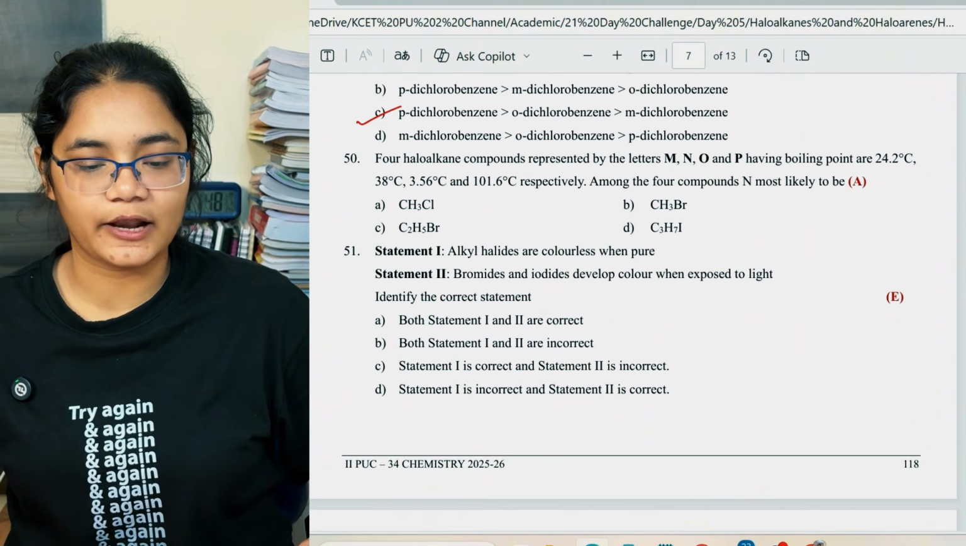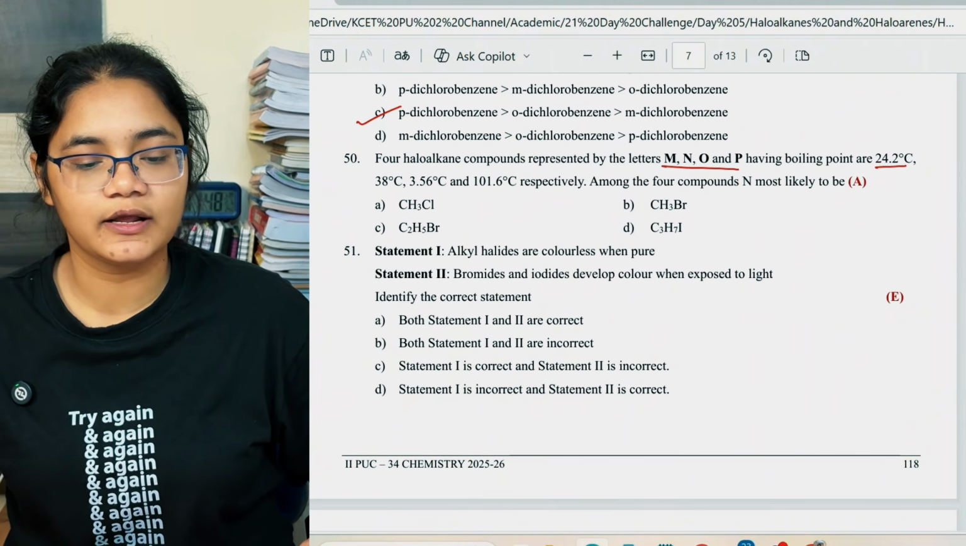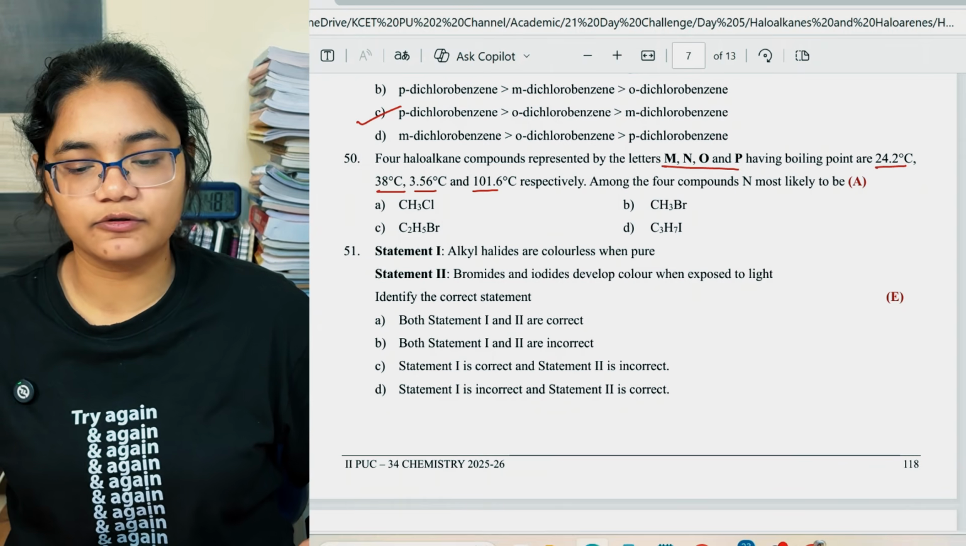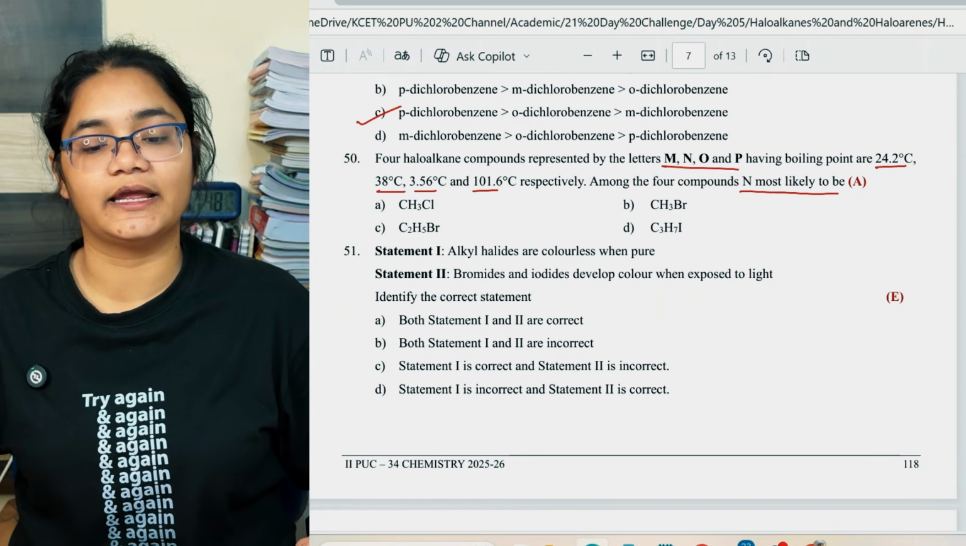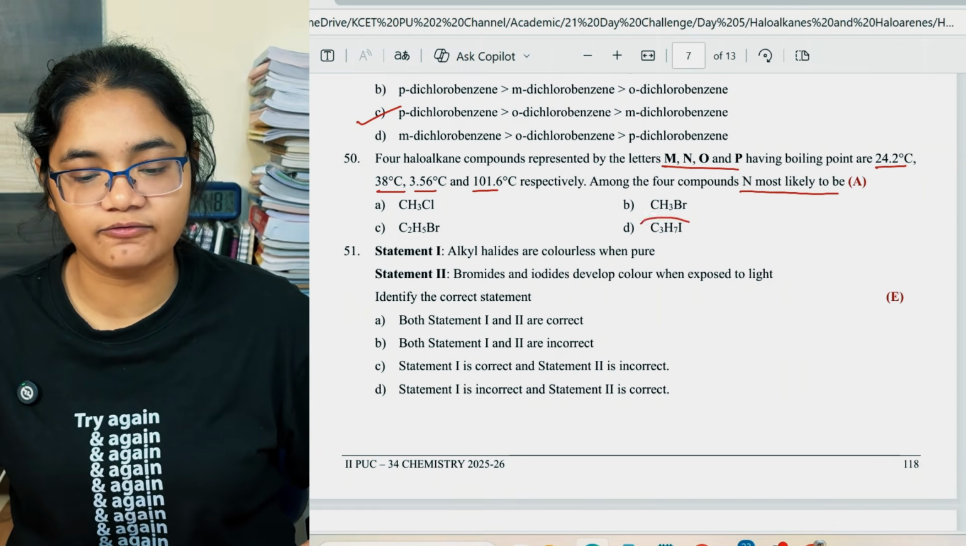Next, four haloalkane compounds represented by M, N, O, P have boiling points 24, 38.3, 56 and 101.6 degrees Celsius. Among the following compounds, N is most likely to be. Okay, so these are the options. You can see the highest boiling point will be for D, right?